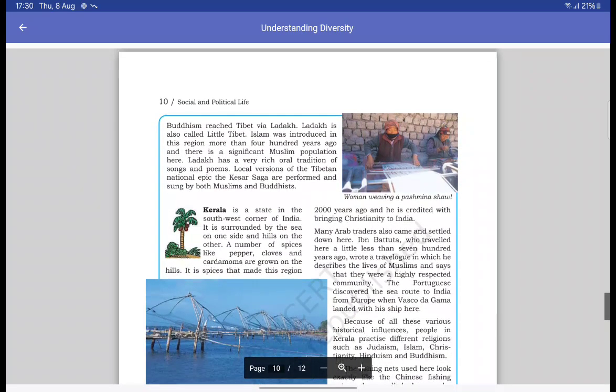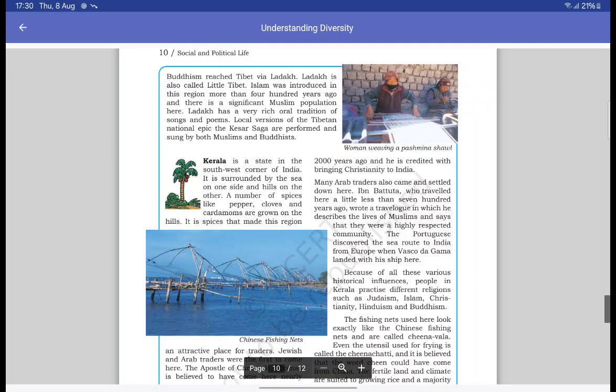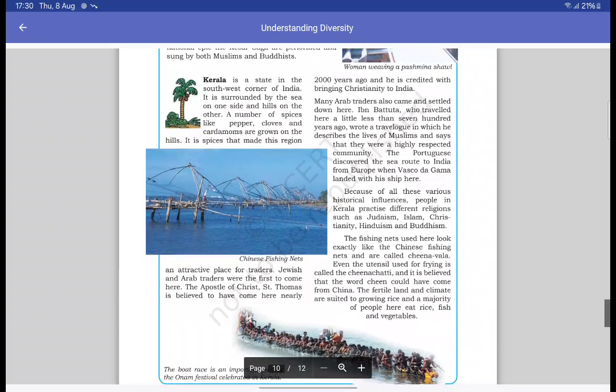Now moving on to Kerala. So write another heading, Kerala, and then put a hyphen or something like that, and then write its notes. Surrounded by sea on one side and hills on the other, comma, spice garden of India. Yeah, Kerala is known as the spice garden of India.